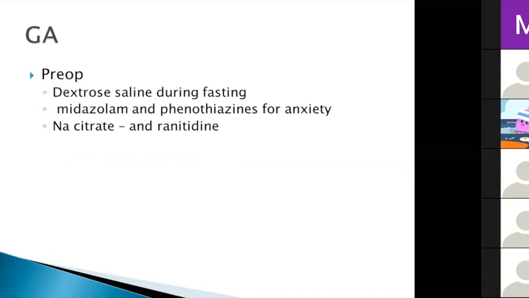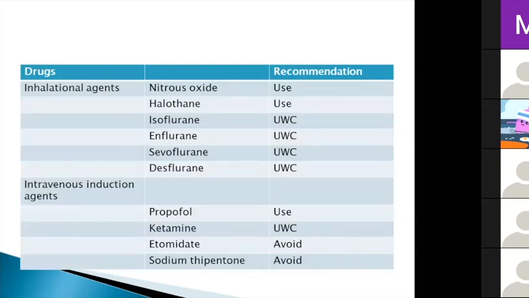With regards to GA, preoperatively, we need to avoid prolonged fasting. If it cannot be avoided, we need to make sure we give dextrosaline during fasting. We need to alleviate anxiety, and if there is need for antacids, we can use sodium citrate safely. So in terms of inhalational agents, nitrous and halothane are said to be the safest and can be used. Isoflurane has been safely used in some cases, but there are not too many studies that have been done with it. So it needs to be used with caution.